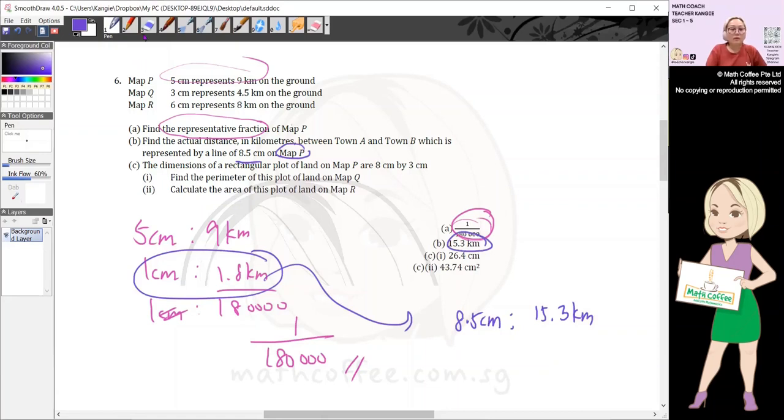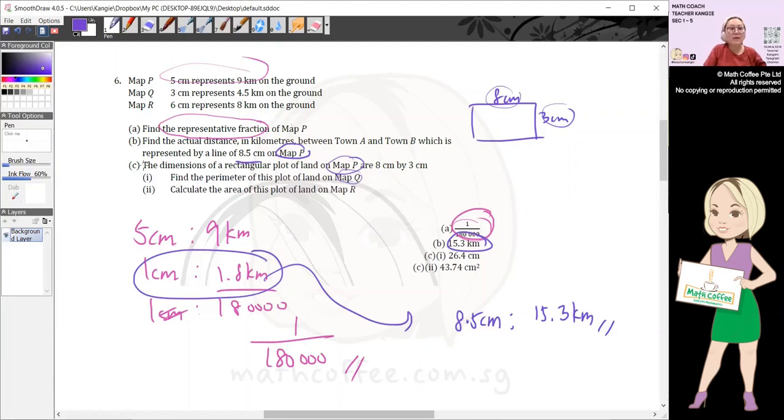This is still quite straightforward. Now let's take a look at part C. Now they say the dimension of a plot of land on the map P is 8 by 3 cm. A rectangular plot, 8 cm and then 3 cm. They ask you to find the perimeter of this plot of land on map Q. You must take note, you have to be very clear that this represents 8 cm and 3 cm on the map P. On the map, it will change according to what map scale we use. The only thing that's unchanged is the actual. So that means I need to find out what is my actual length and actual breadth.